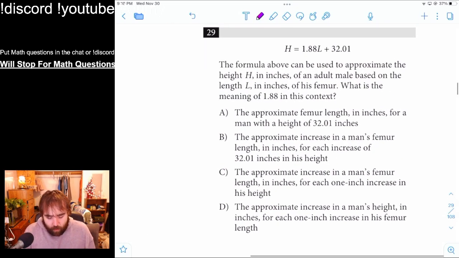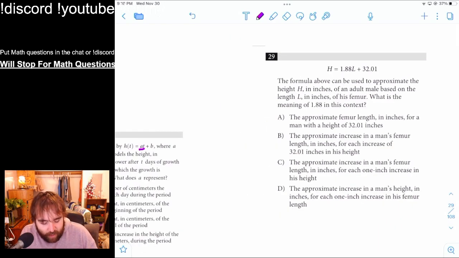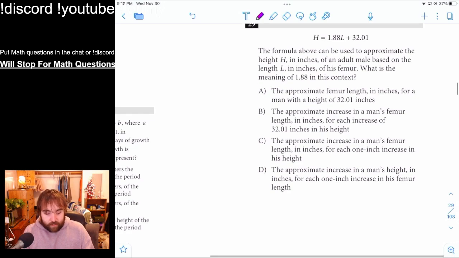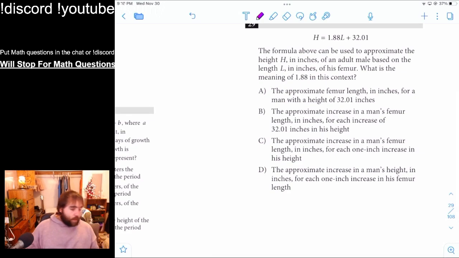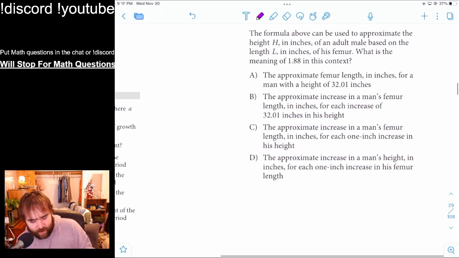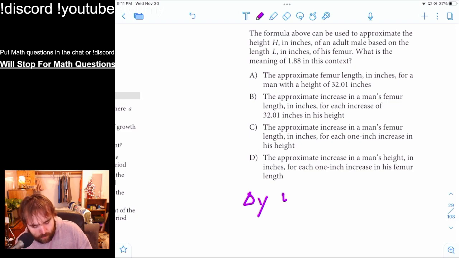Next, what is the meaning of 1.88? So that's the slope. This is kind of like an AP stats thing in my mind. This is how you talk about slope in AP stats a lot. So what you're going to do here is say, what is the slope in reality? The slope is the change in y when x changes by 1.